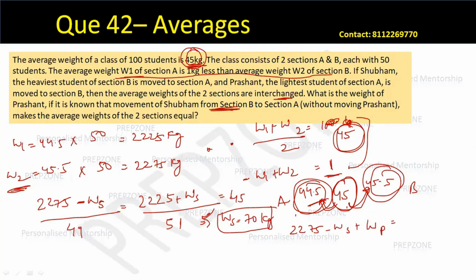Okay, and the number of students is the same, which means what was the average of section B earlier? It was 45.5. So now what will the average of section B become? It will be 44.5 and the number of students will be 50. So the overall weight of section B will be 2225 only. Okay, so this should be equal to 2225. From here you will just substitute the value of the weight of Shubham equal to 70 kg and you will get the weight of Prashant as 20 kg.